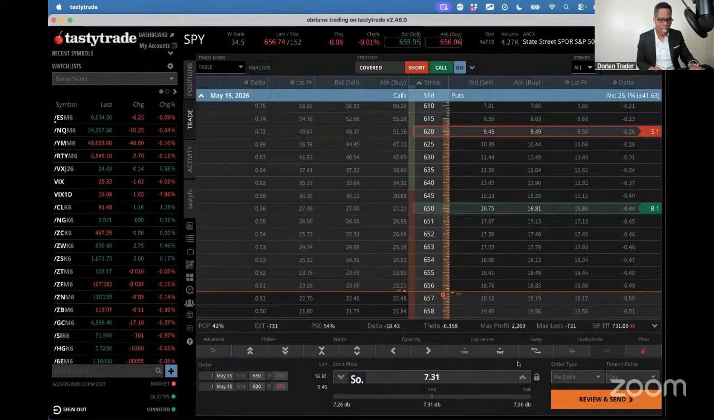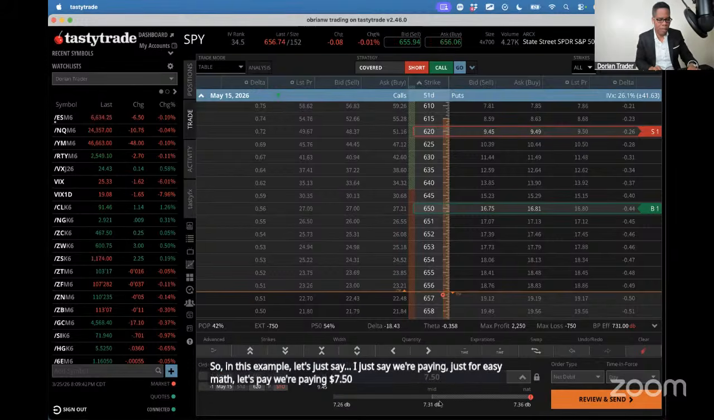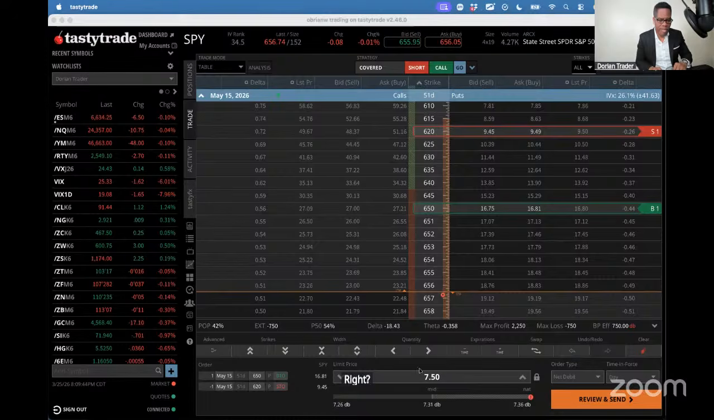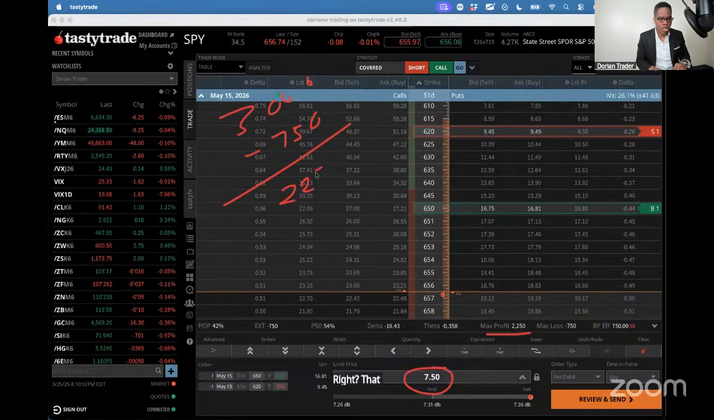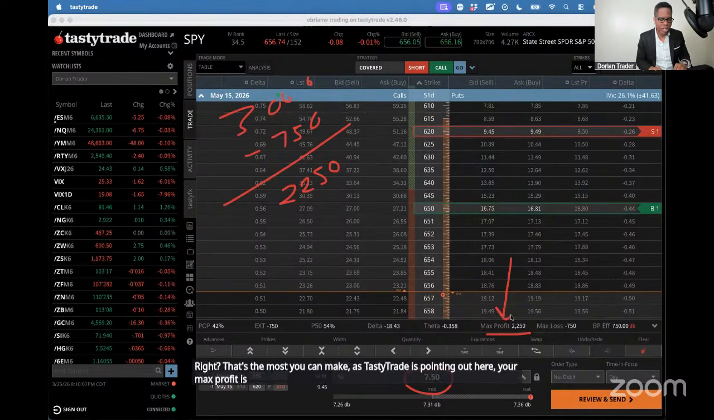So in this example, let's just say, for easy math, we're paying 750 here. We're paying 750. The spread is worth 3,000. So if you take 3,000 and you minus 750 from it, you're going to equal this right here, which is the 2250. That's the most you can make, as Tasty Trade is pointing out here. Your max profit is 2,250.